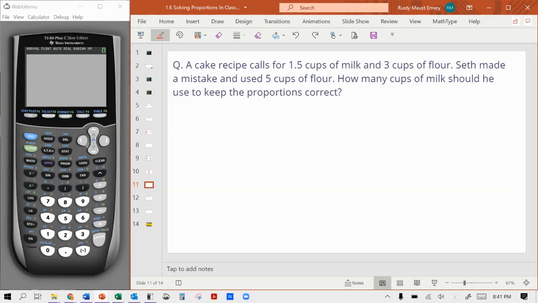So we're going to set up and solve some proportions at this point. So we're going to use our proportion solving skills. So let's take a look here. We've got a cake recipe calls for 1.5 cups of milk.